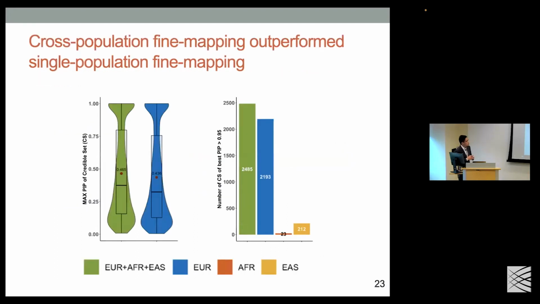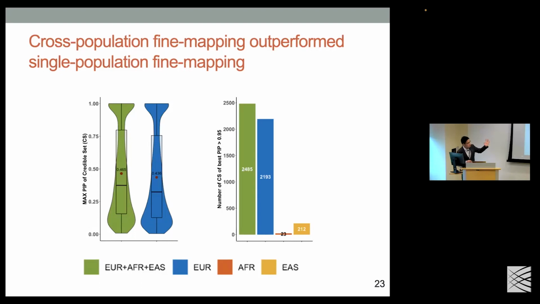In this figure, the left panel shows the maximum PIP of each credible site between the suSIEx and the European single population fine-mapping. The red dot stands for the average value and the box stands for the median. We can see that both for the median and the average, suSIEx is better than single population fine-mapping with European. Here we compared this with the single population European because the European data is the largest.